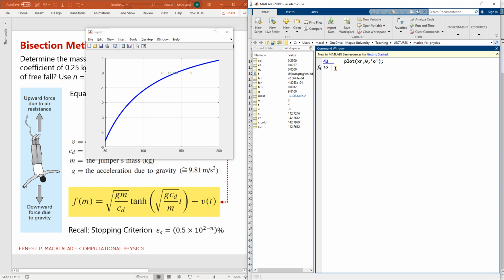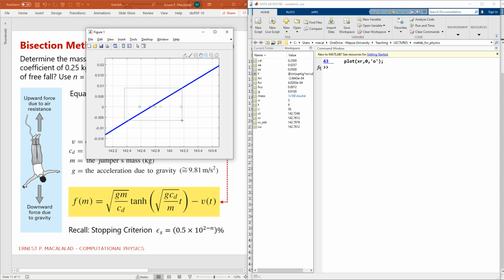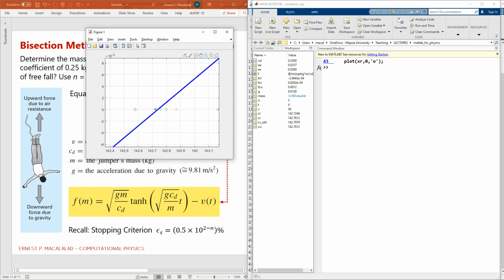1.427612. Now to give you an idea, let's try to zoom in to our result. Let's zoom in here. So this will be our last value. That's 1.427.